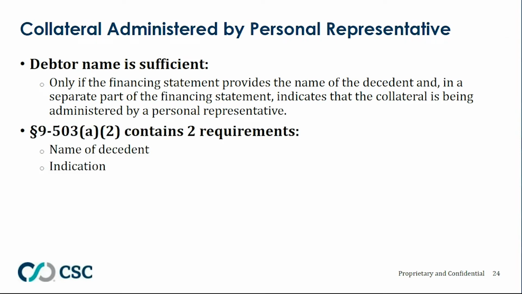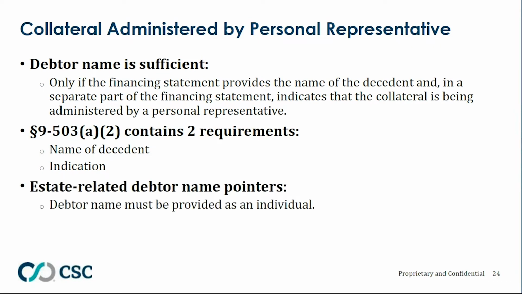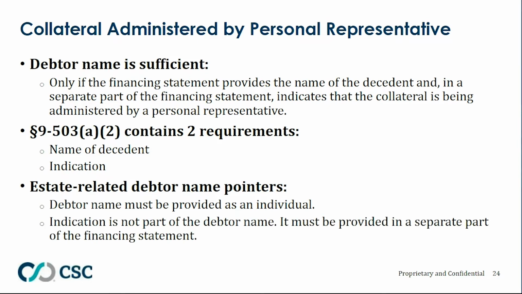So a couple of pointers here. First of all, the name of the decedent is an individual name, and it should be provided in the individual name fields, although it is tempting, because it's considered an estate, to provide it in the organization name field. The other thing is that the indication is not part of the debtor name. It must be provided in a separate part of the financing statement. If it's put in the name field, it will render the financing statement seriously misleading every time.